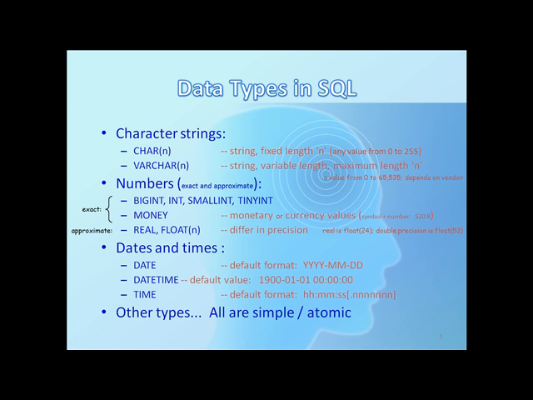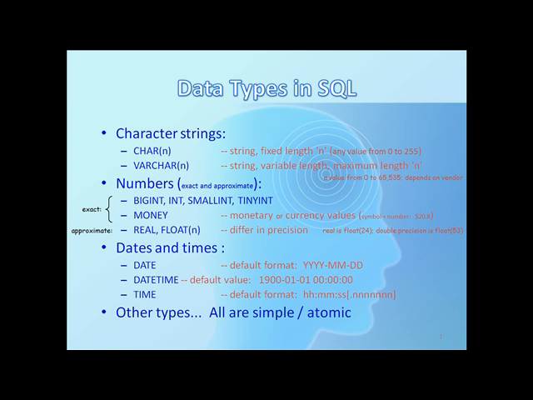Numbers: exact and approximate. Exact. There are different types of integer: big integer, small integer, and tiny integer. Money: monetary or currency values, for example $20.80, a symbol plus a number. Approximate: real and float, which differ in precision.